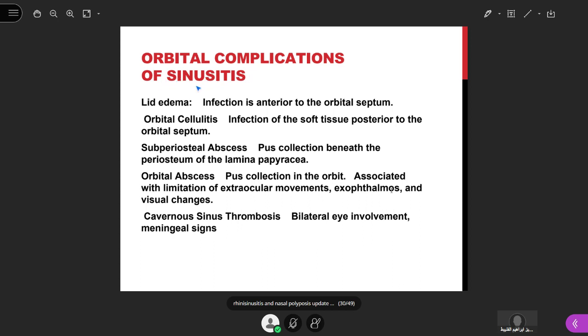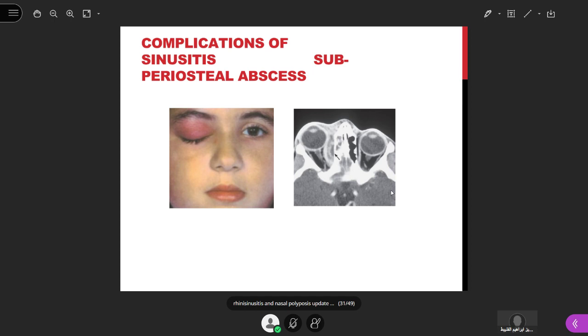Orbital complication of sinusitis is described by the Chandler classification. Grade 1 is lid edema, which is the presence of infection in the preseptal space, anterior to the orbital septum. Orbital cellulitis is infection of the soft tissue posterior to the orbital septum. Subperiosteal abscess is pus collection beneath the periosteum of the lamina papyracea. Orbital abscess is pus collection in the orbit, associated with limitation of extraocular movement, sometimes presence of exophthalmos and visual changes. Cavernous sinus thrombosis is bilateral eye and meningeal signs.